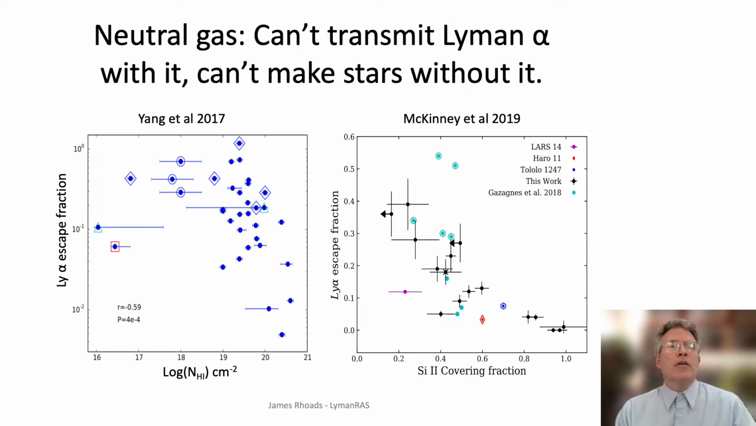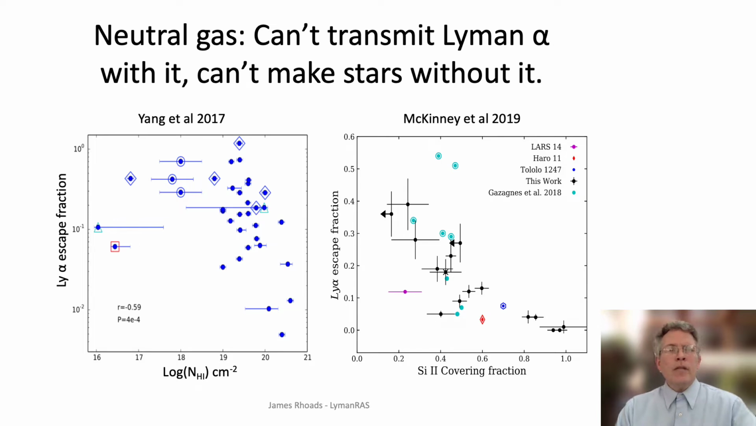And I should note here that this is a logarithmic y-axis. This is an escape fraction of 1 at the top, 10% here in the middle, 1% down here near the bottom. And the other panel, where the y-axis is linear from 0 to 60% escape, is comparing the Lyman alpha escape to a covering fraction of silicon-2 measured from metal absorption lines in the spectra. So both these plots are telling a consistent story. The more gas there is, the harder it is for the Lyman alpha to get out.